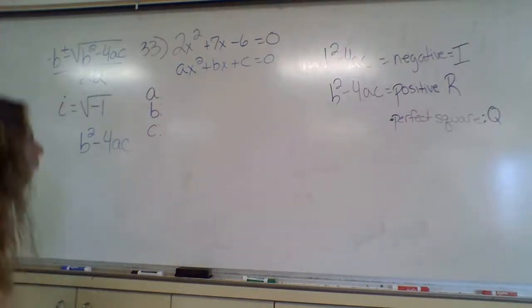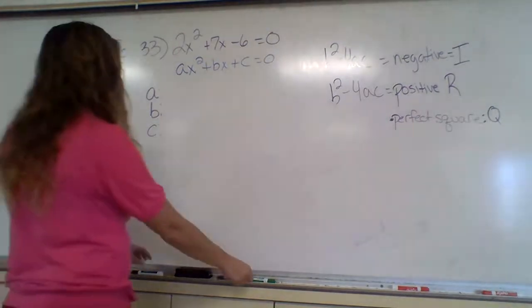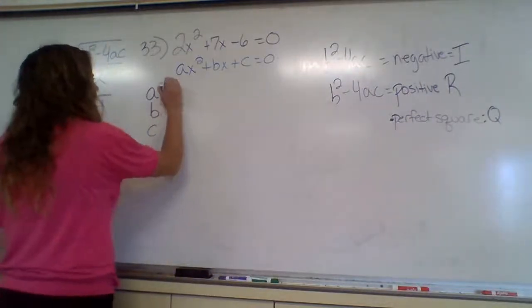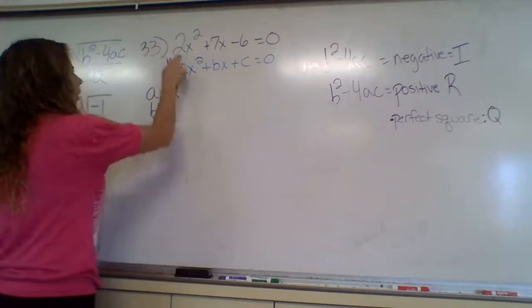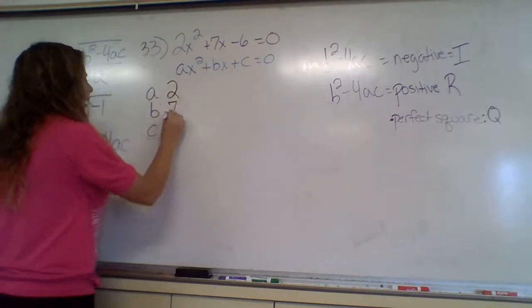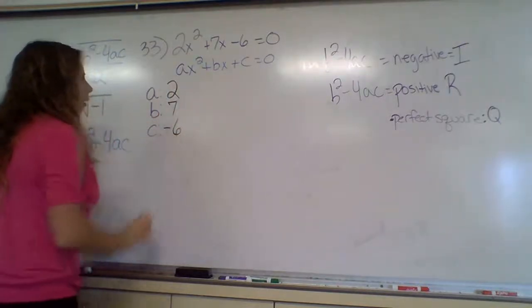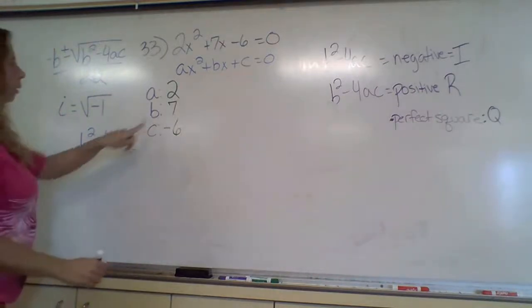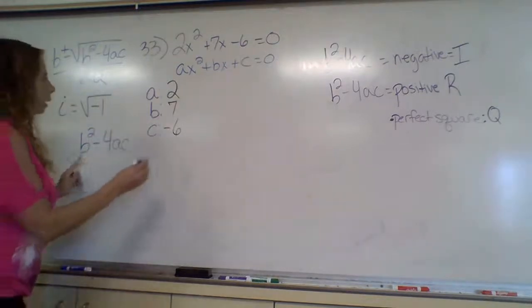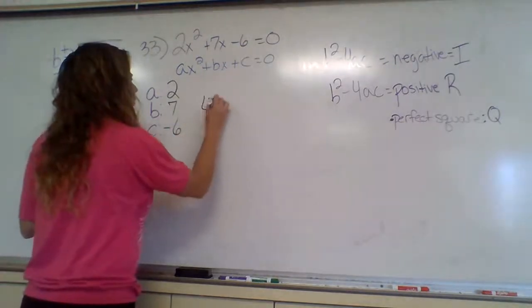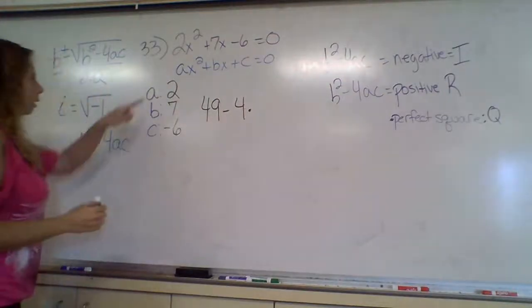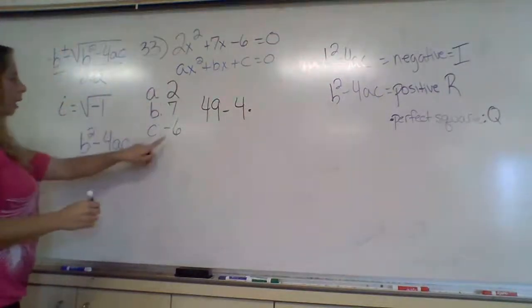Okay, hopefully you paused me and tried it by yourself. So let's identify A, B, and C. A is 2, B is 7, and C is negative 6. All right, and then we're going to substitute into our discriminant. So B squared. B is 7. B squared is then 49. Minus 4 times A, which is 2, and C, which is negative 6.